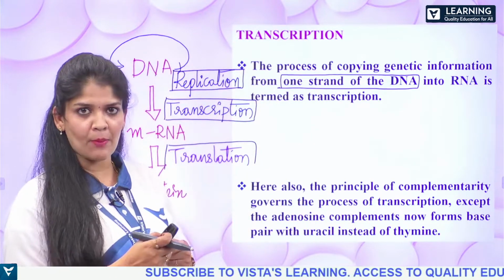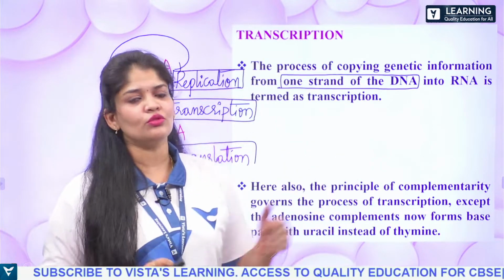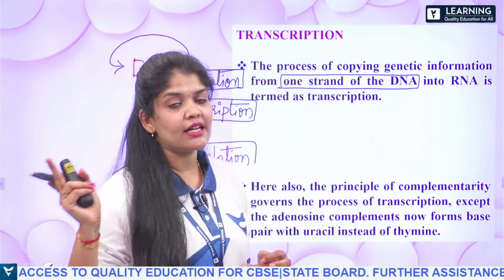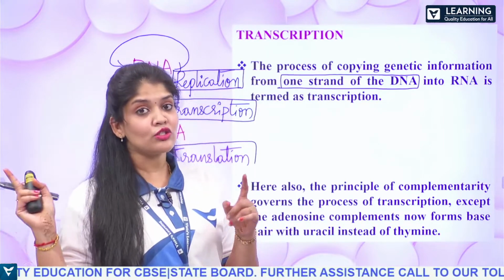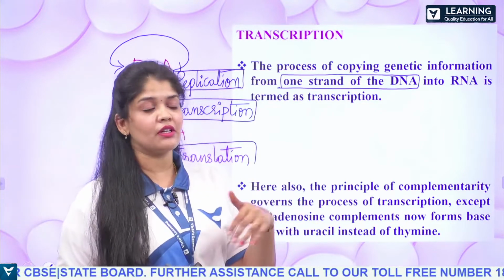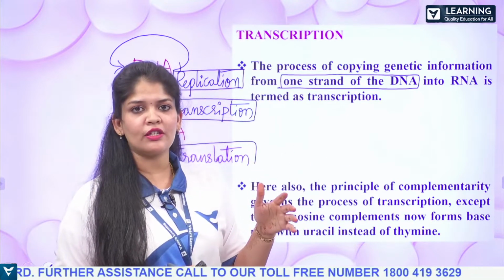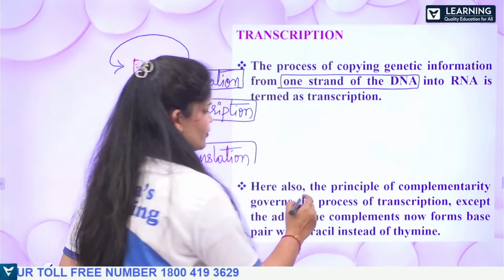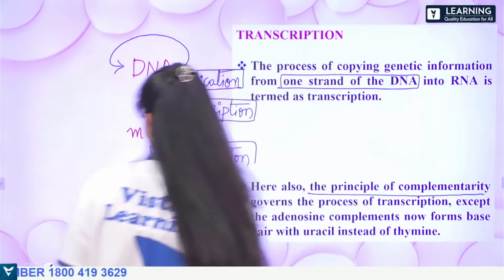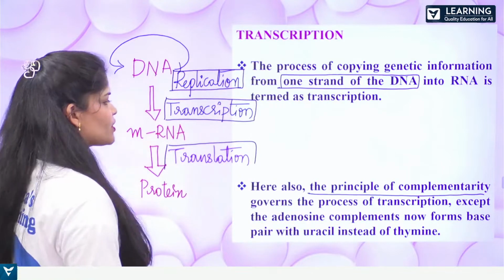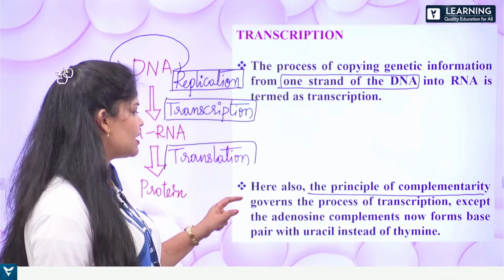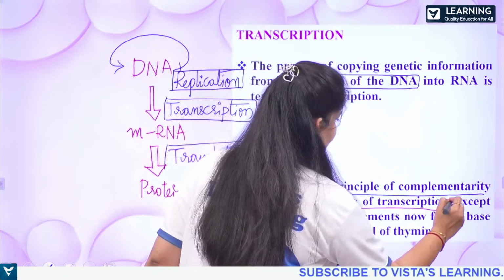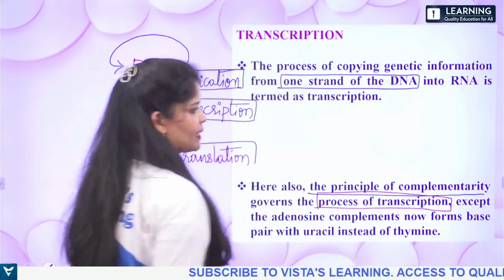What is the change that comes from replication to transcription? While we were dealing with DNA replication, it happens because of base pairing, what we call complementary base pairing. Here also, the principle of complementarity governs the process of transcription, just like the complementary base pairing.